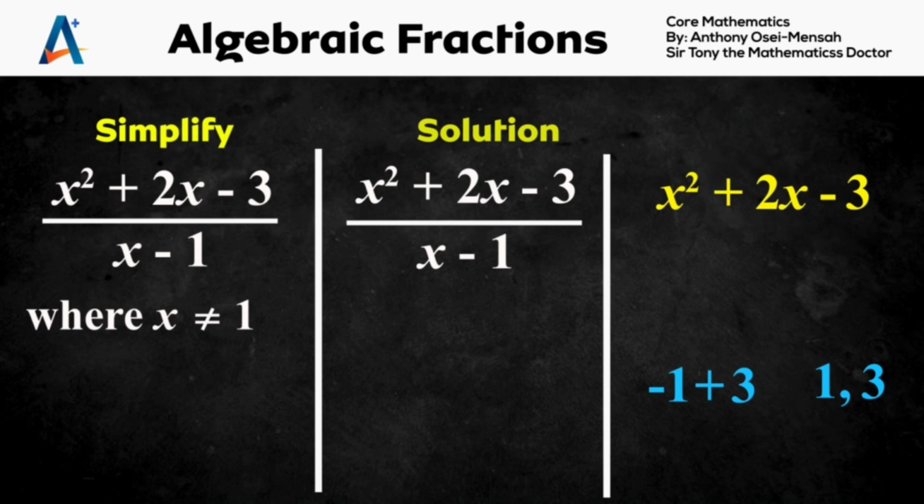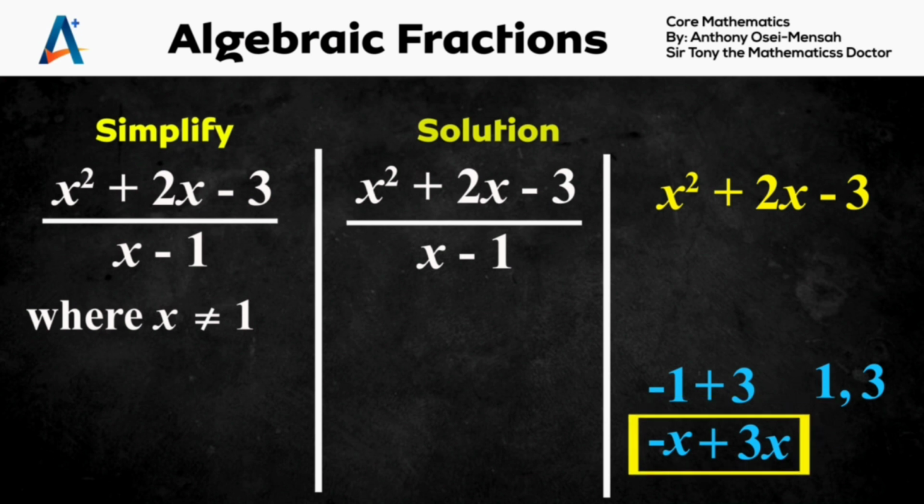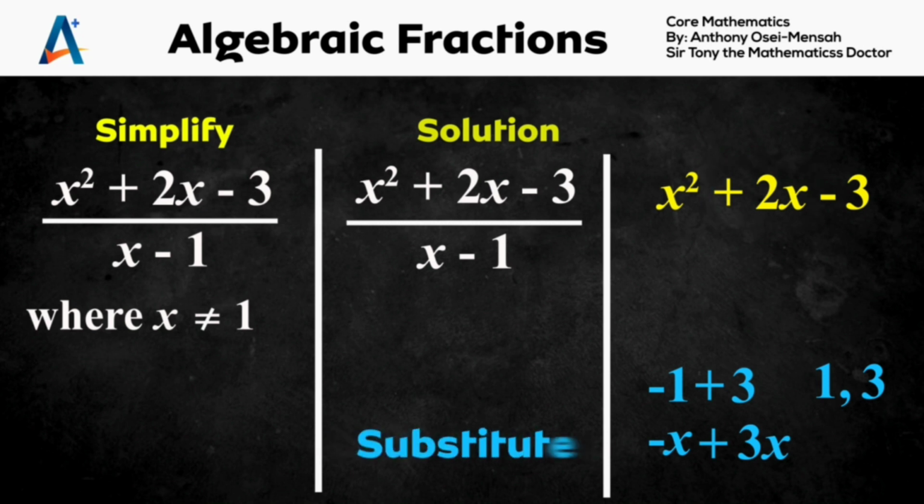So in view of that, I will convert negative 1 plus 3 into its x form, since the 2x has an x variable. So it will become negative 1x plus 3x. Remember, when the coefficient is 1, we don't actually write it. So it will be negative x plus 3x. Now, negative x plus 3x is the same as 2x. So in place of positive 2x, we will substitute negative x plus 3x so that we can go ahead and factorize the entire expression.